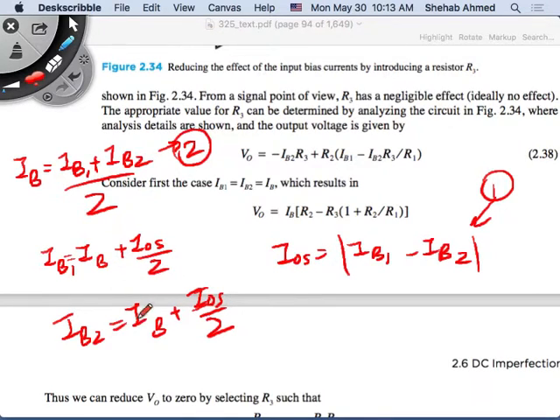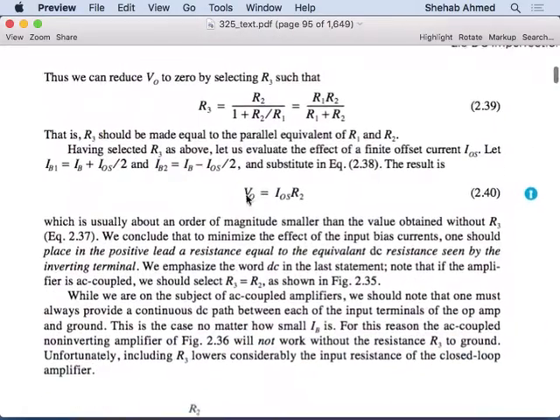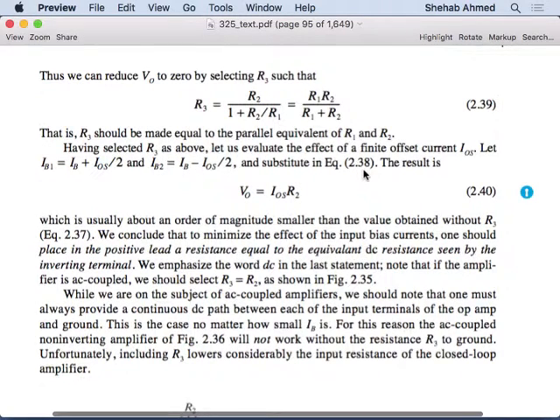If I do that and I substitute in this equation, what do I get? It's not going to be obvious when you look at it, but we're not going to derive it. But if you do that and substitute in equation 2.38, what you get is that the V output will be equal to the I offset times R2, right?